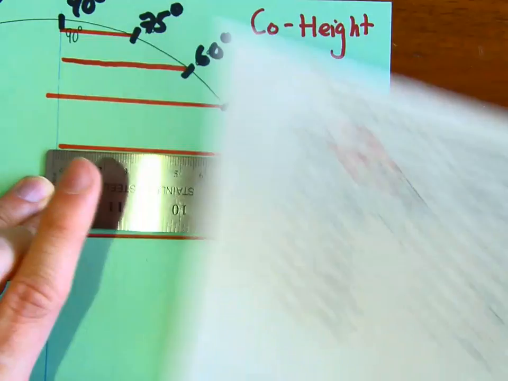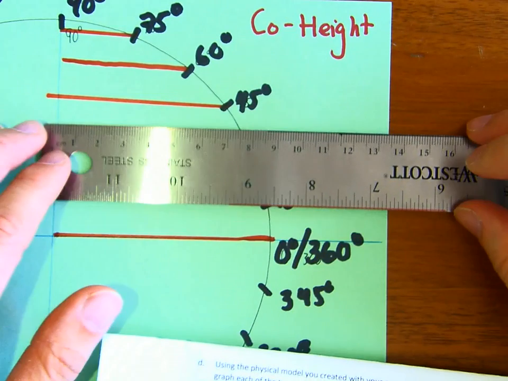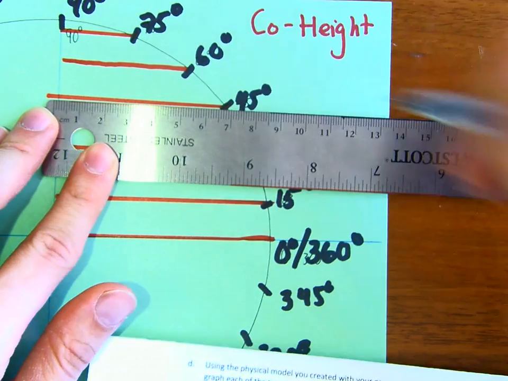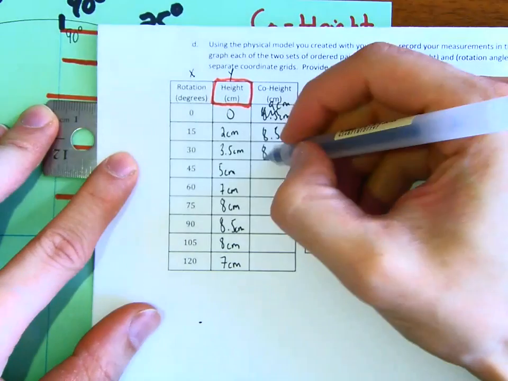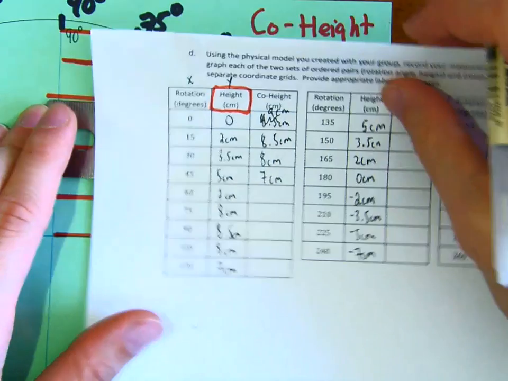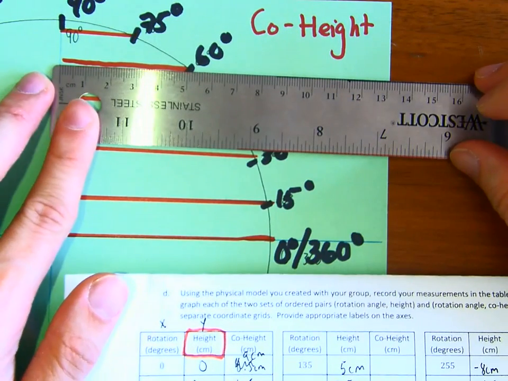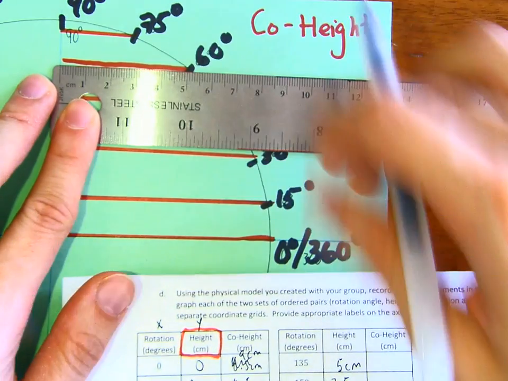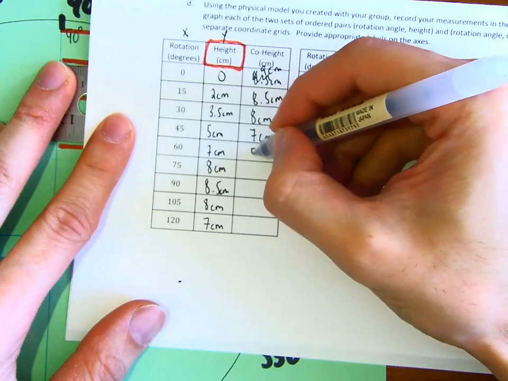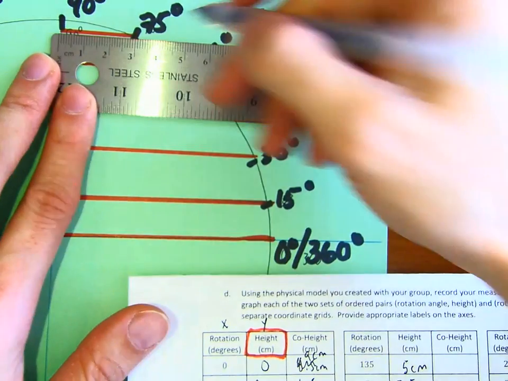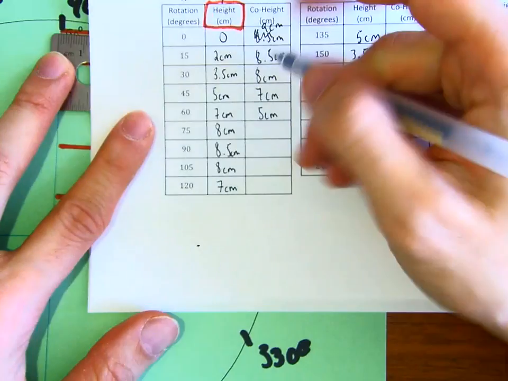Okay. Now, what about 45 degrees? This looks like it's about 7 centimeters. So let's do 7 centimeters here. What about for 60 degrees? It's about, let's say, 5 centimeters over here. Okay, what about 75 degrees? It's about 3 centimeters.